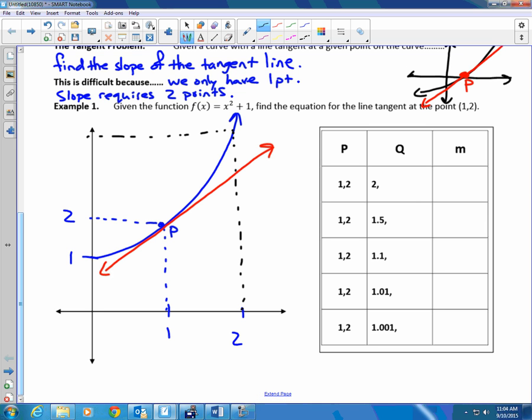What's the y value at 2? 5. 2 squared is 4 plus 1 is 5. Okay? So here we have it.